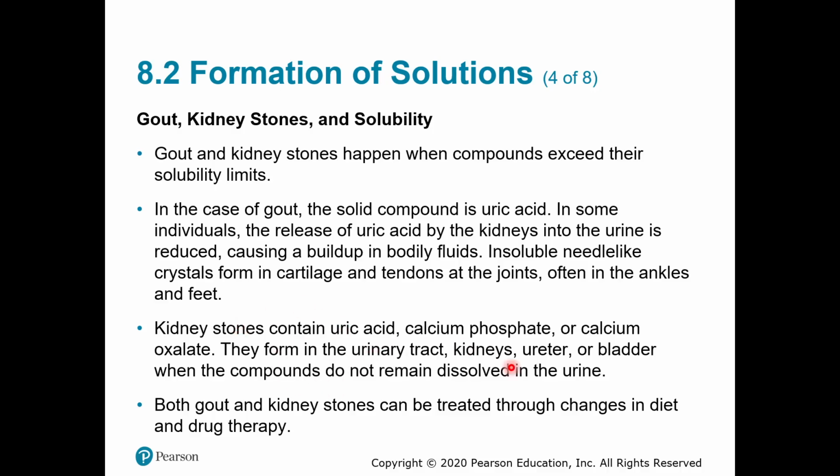They're going to form in your urinary tract, kidneys, ureter, or bladder. They can form in any of those. Typically these compounds would remain dissolved in the urine. However, if your levels are too high, if you end up near saturation, because you're not removing them properly or you're building it up too fast, they can form a crystal then.